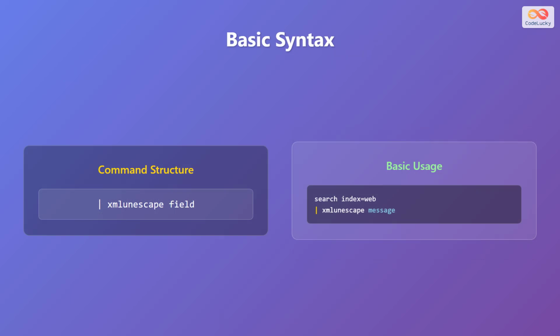The syntax for the xmlunescape command is straightforward and follows standard Splunk SPL patterns. The basic structure is pipe xmlunescape followed by the field name you want to decode. Here's a simple example: search index=web | xmlunescape message. This command will take the message field and decode any XML entities it contains, making the text readable and ready for analysis.